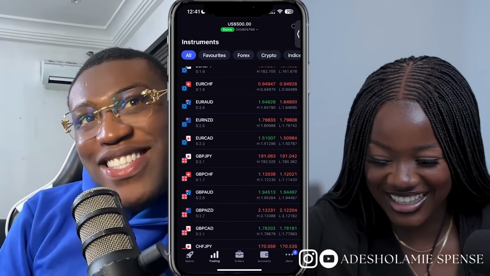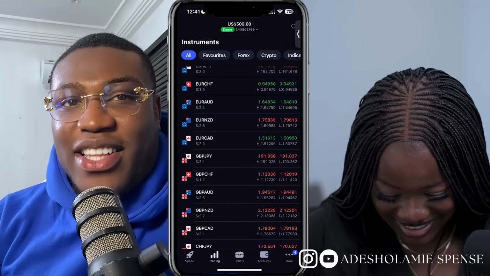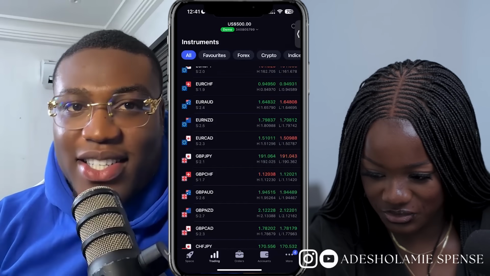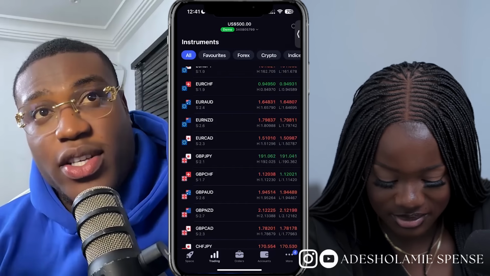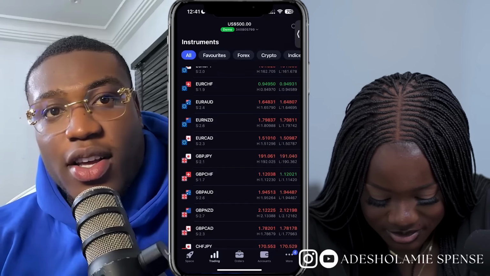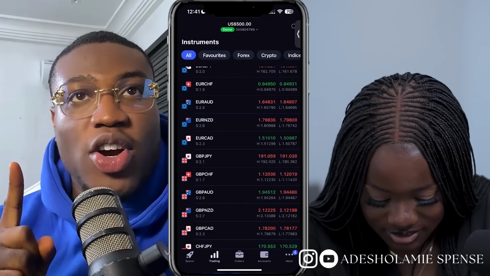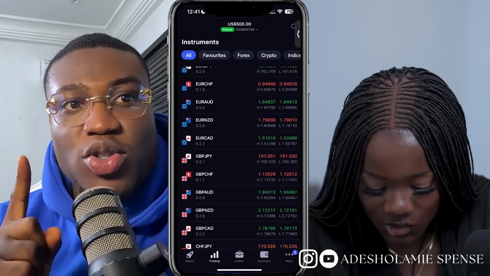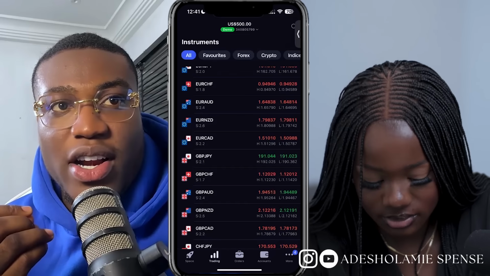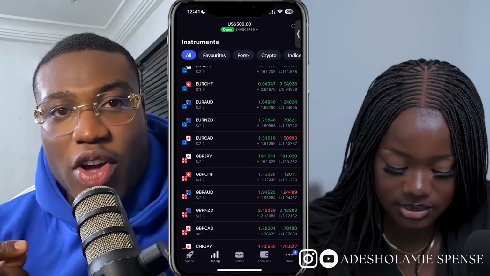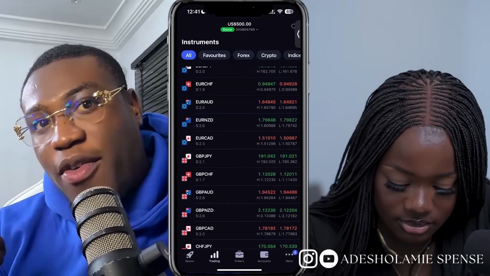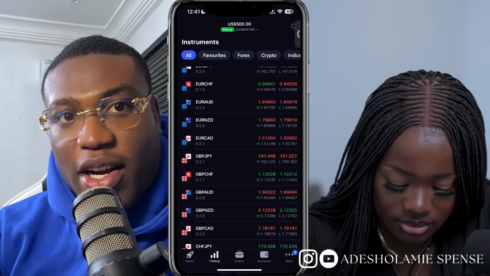On your right side, the figures moving up and down tell you how much of the quote currency you need to buy one unit of the base currency. For example, look at that Euro card right now. You have something like 1.510 something.